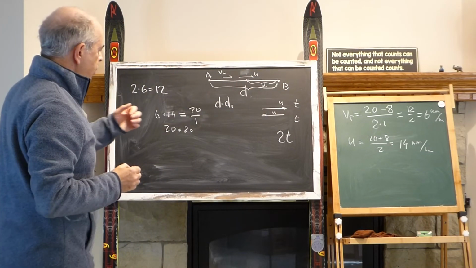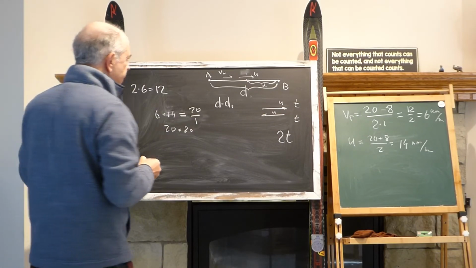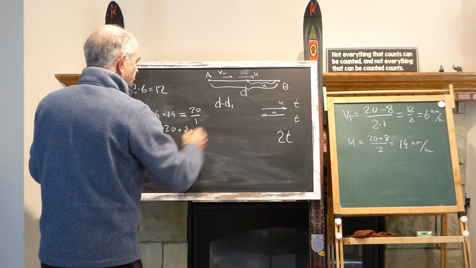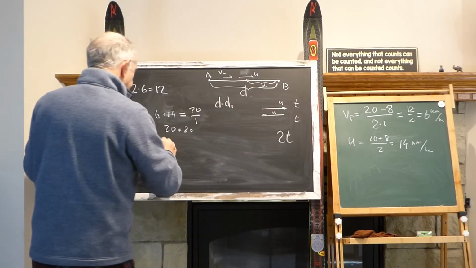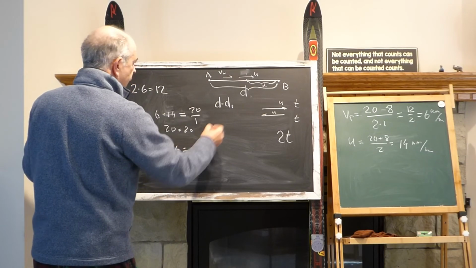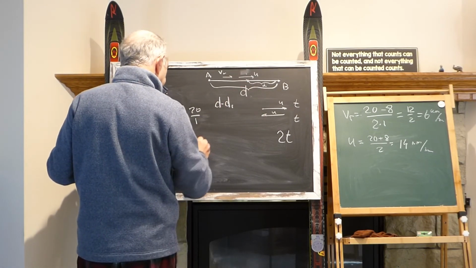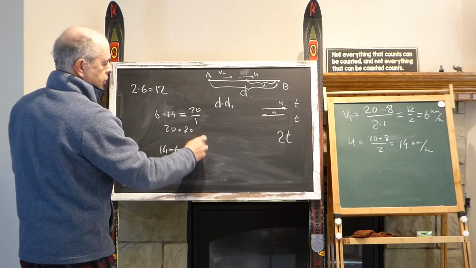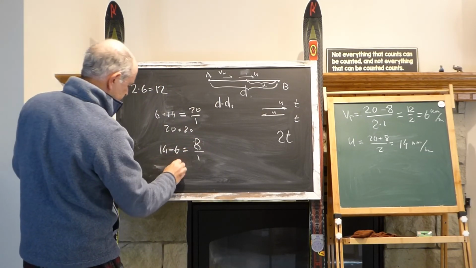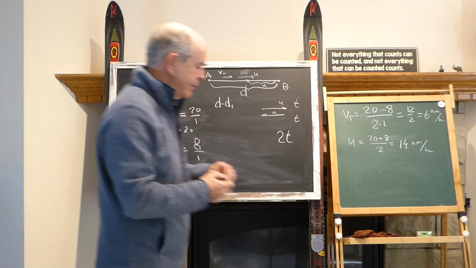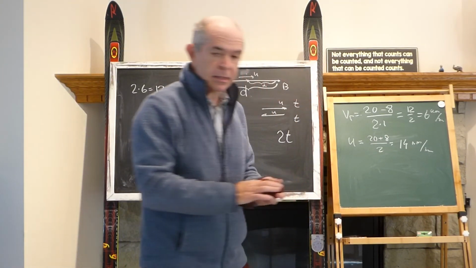Now let's check what happens going up when we're going back. We're going back for the same hour. We go now with the speed 14 minus 6, and we cover the distance of 8 kilometers. And this is d1 over time 1, which is 8 equals 8. So everything is good. Our solution is validated.